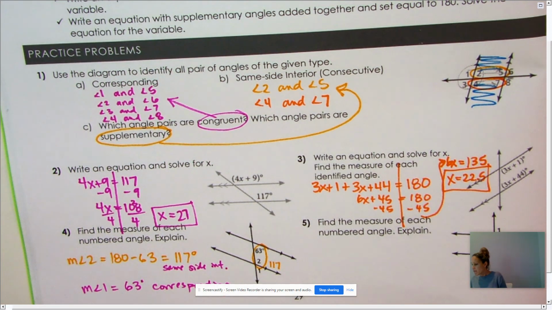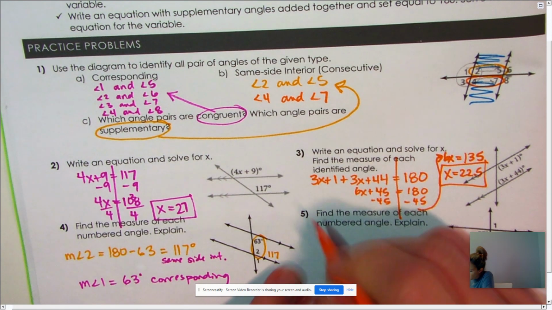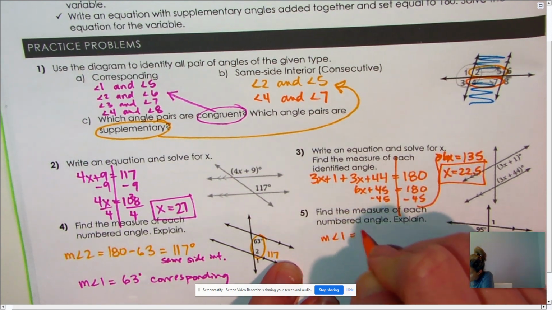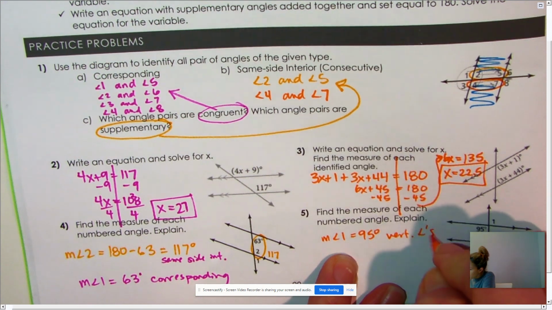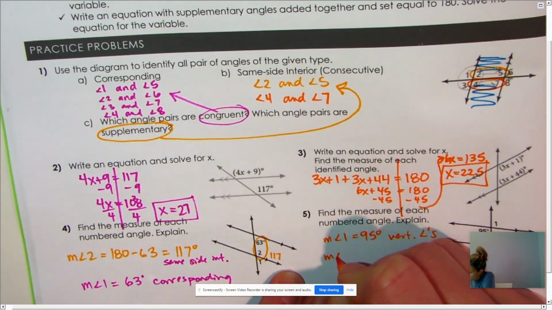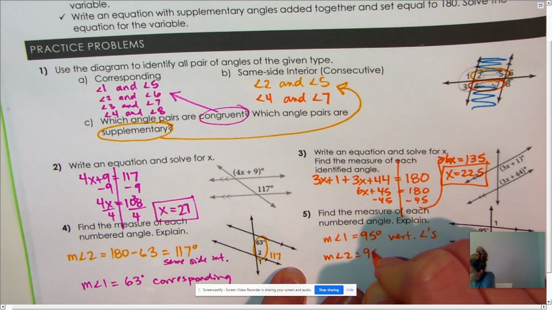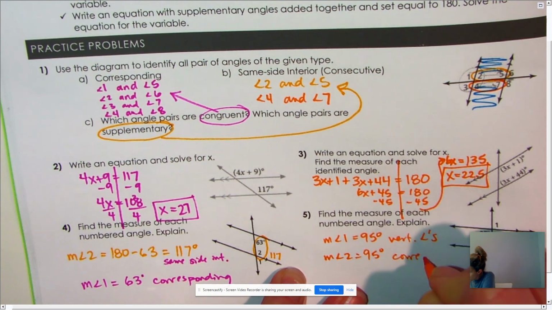Okay, question number 5, find the measure of each numbered angle and explain. Measure of angle 1 is equal to 95 degrees because they are vertical angles. And the measure of angle 2 would equal 95 degrees because they are corresponding angles.